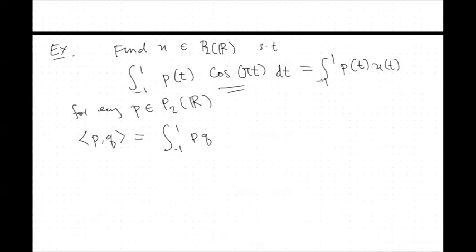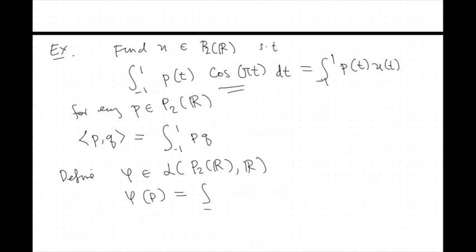Now we want to find q, which is a polynomial. So define a linear functional from P_2(R) to R as follows. Applied to p, it's just the integral from -1 to 1 of p(t) cos(pi t) dt. So this is our inner product. This is our linear functional.